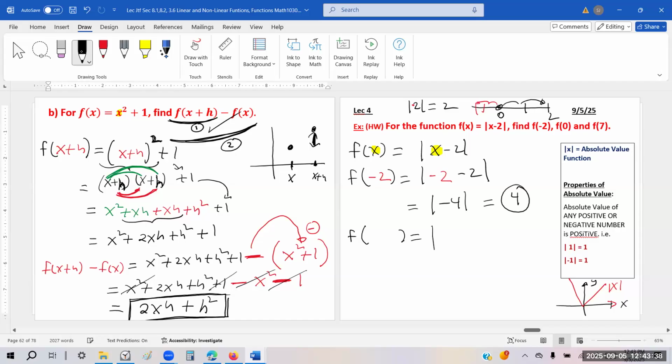Next, they want us to substitute x with 0.